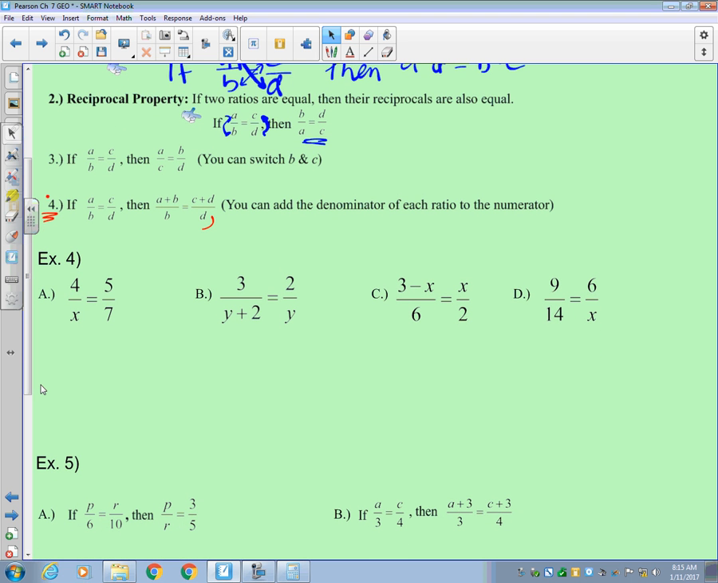Property number 3 says that if I do have my A over B equals C over D, then A over C equals B over D. You can switch the B and C. So I can switch these and get an equivalent statement.